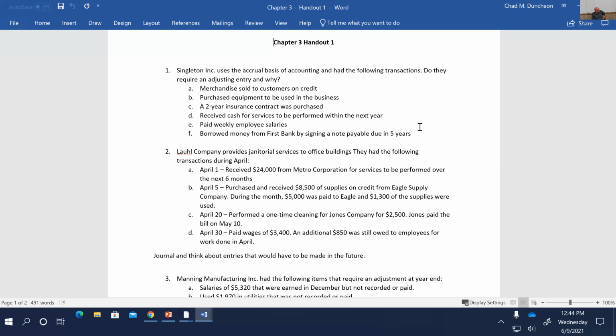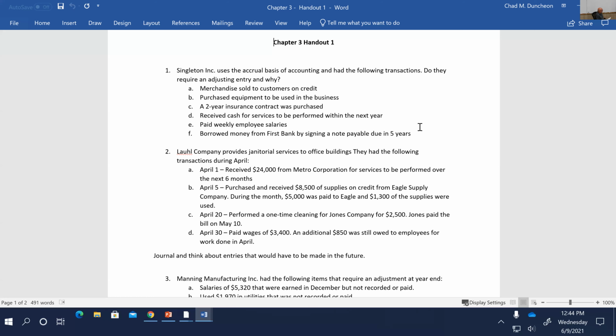Paid weekly employee salaries. When we come to pay them, we really do not need an adjusting entry. We might have to take an adjusting entry off the books. If we were paying them on Friday and the reporting period ended on Tuesday, then we might have a salaries payable on our books because we had to record that expense when the period ended and created the payable with it. But actually, when we pay them, we're never going to be making an adjustment on the day that we pay them, maybe just removing an adjustment.